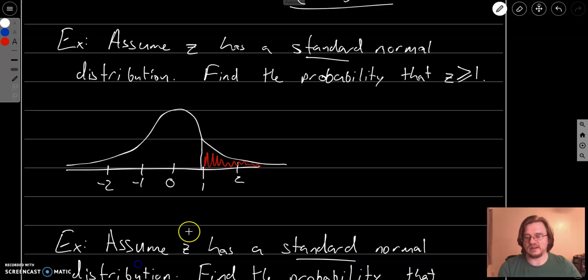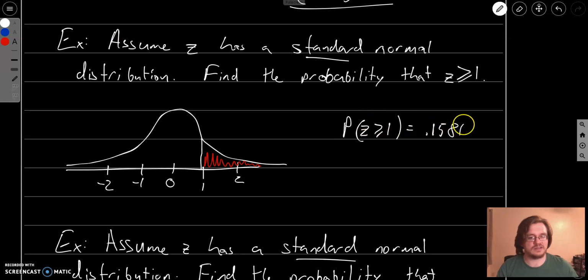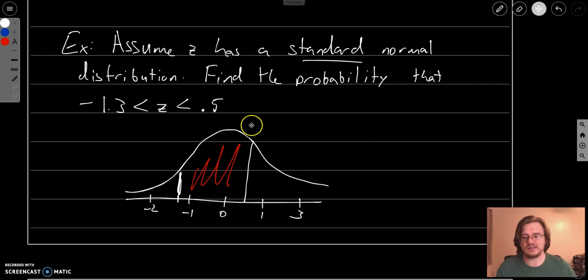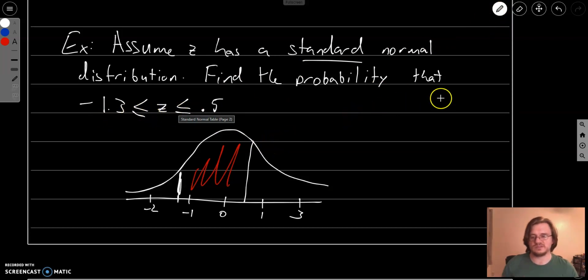So I can come back here and we can write that down. So the probability that z is greater than or equal to 1 is going to be 0.158. I think it was 6. So we have a probability. Now, in the last video, I got cut off right near the end, but we can assume z has a standard normal distribution, find the probability that z is between these two values. And again, our calculator is doing it with less than or equal to, so we'll just do that as well.